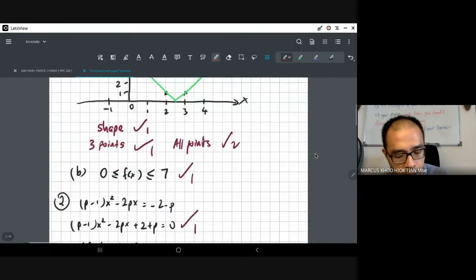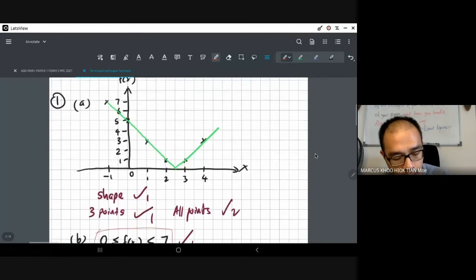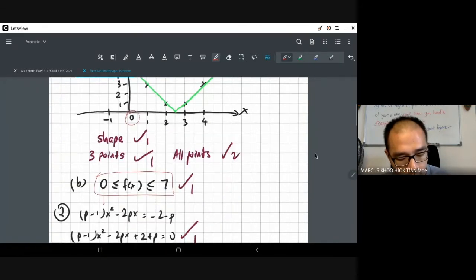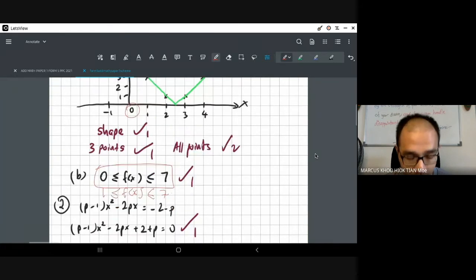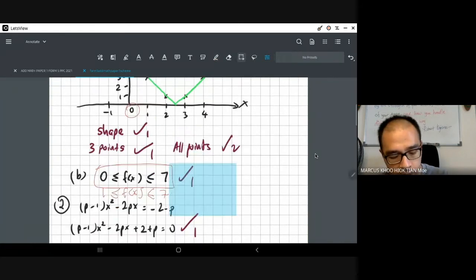Now the range of this, okay, the range is from 0 to 7 because the smallest number is 0 and the biggest number is 7. It is this range lah. Quite a lot of you put 1 to 7, which is wrong, because a modulus graph always akan terpantul balik at the x-axis, so it must touch when y equals 0, when f(x) equals 0. Always like that. All right, so be very careful with this.